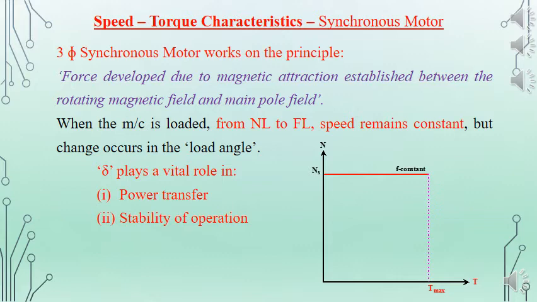And we have the equation for the synchronous speed as 120 F by P, where F is the supply frequency and P is the number of poles. And on the rotor side, when we provide a DC supply, there will be alternate north and south poles that are created.